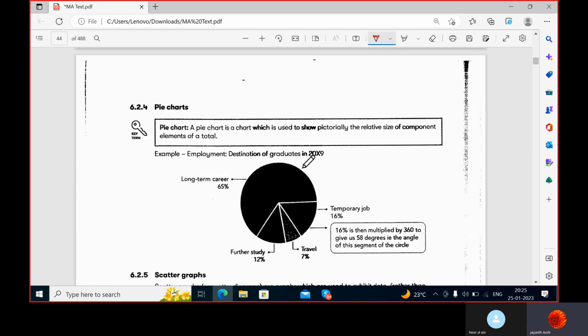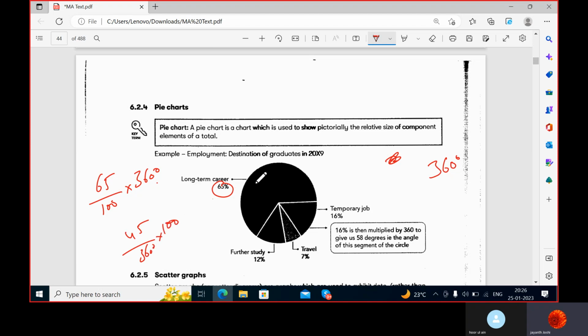This is a pie chart. It is always in a circular form, and it is divided into some angles. The total angle in a circle is always 360 degrees, correct? So yes. This has percentages. You can convert the percentage into angles: 65 by 100 into 360 degrees. Or if you have angles, you can convert them into percentages. Suppose the angle is 45: 45 by 360 degrees into 100.